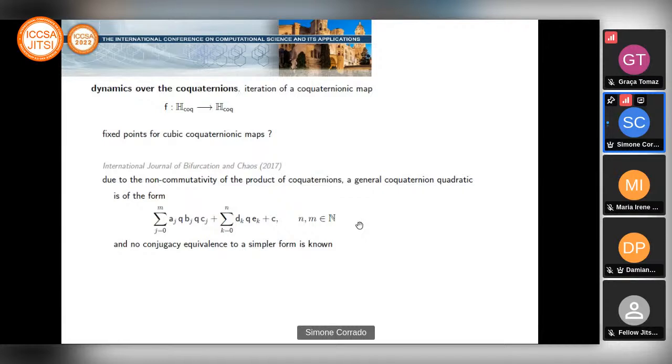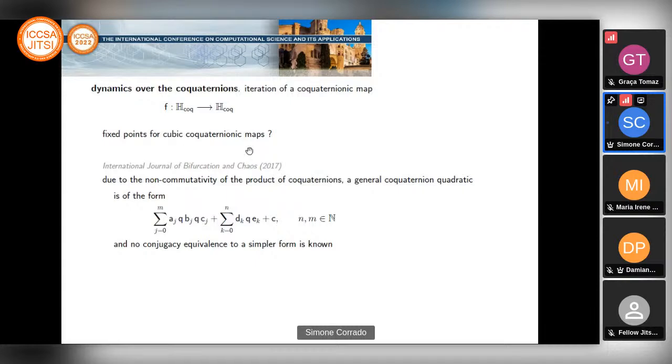Due to non-commutativity of the product of quaternions, we can say that a general quaternionic quadratic has the following form, and no conjugacy equivalence to a simple form is known. This means that naturally there is so much work to do with quadratic quaternion maps that maybe it's a little bit too much to start to study cubic quaternionic maps.